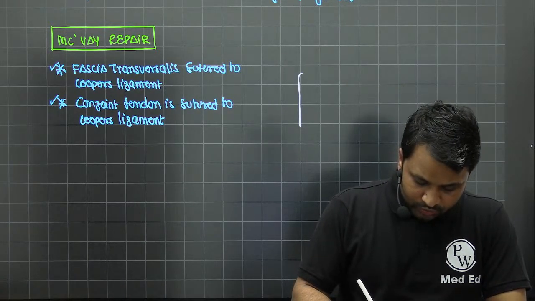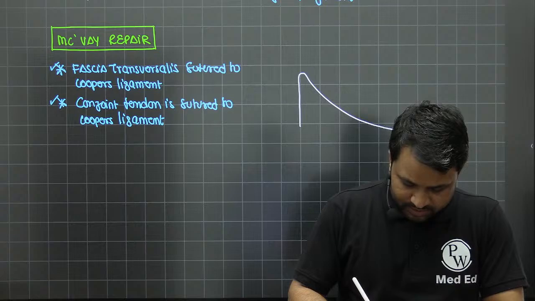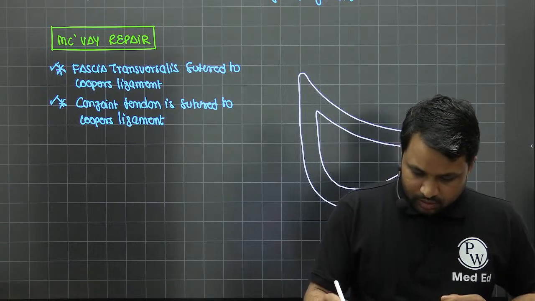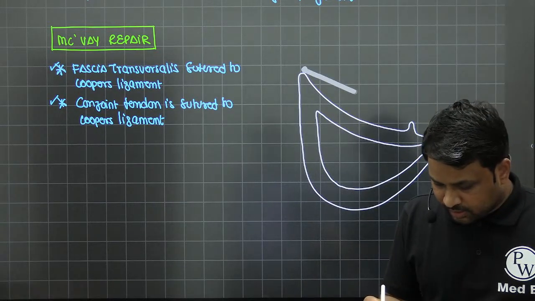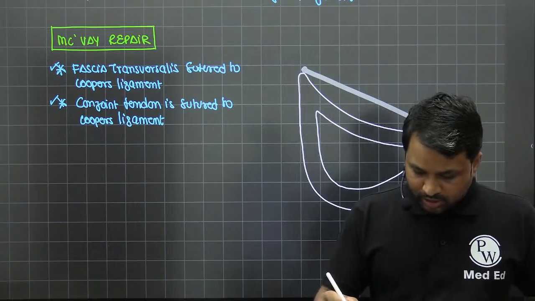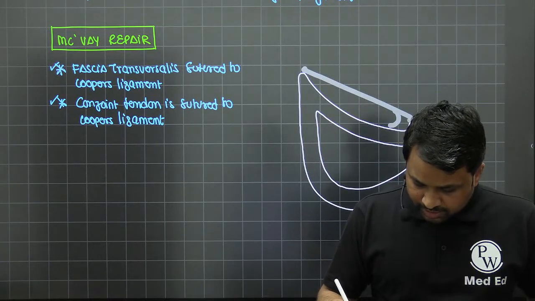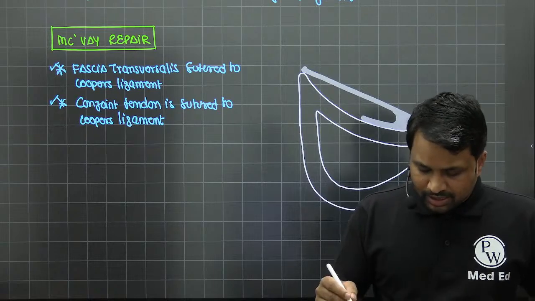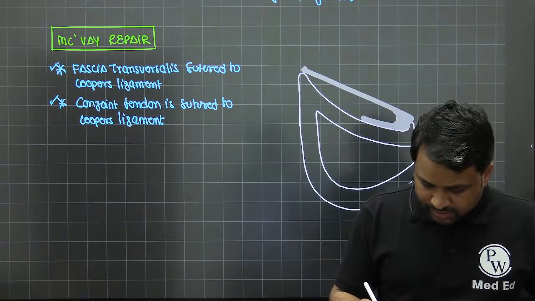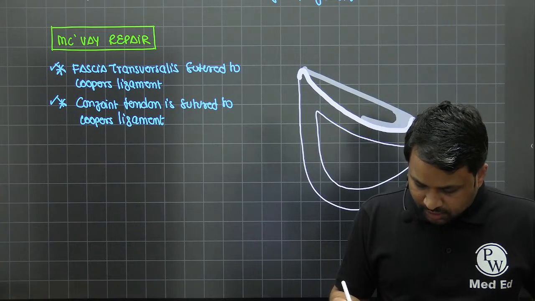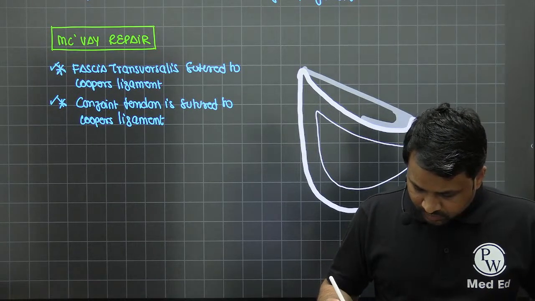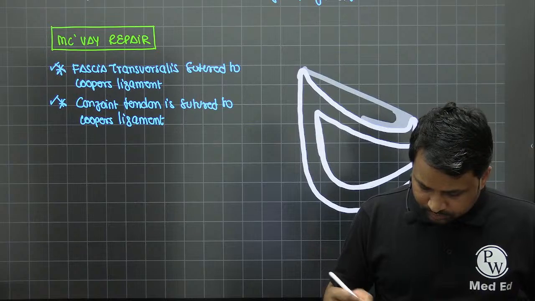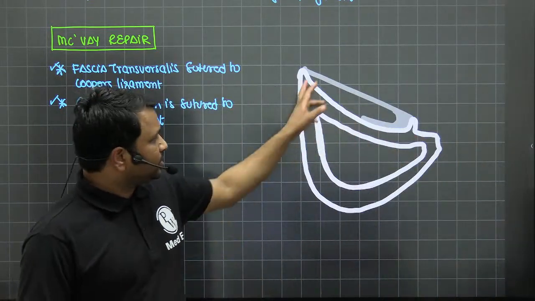Take this across here. This is the iliac tubercle. From there, it is going to turn backward. There is an extension. This is the inguinal ligament. This is the lacunar ligament.